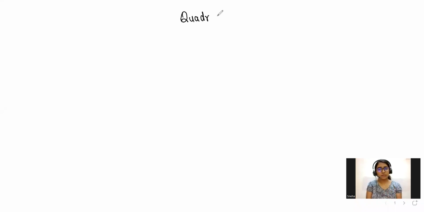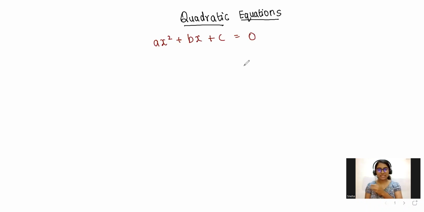If you see in the previous grades, you would have learned the topic of linear equations, right? So what is the general form of a quadratic equation? We all know it, right? It is ax square plus bx plus c is equal to 0, where a, b, c are the coefficients and the constants respectively.